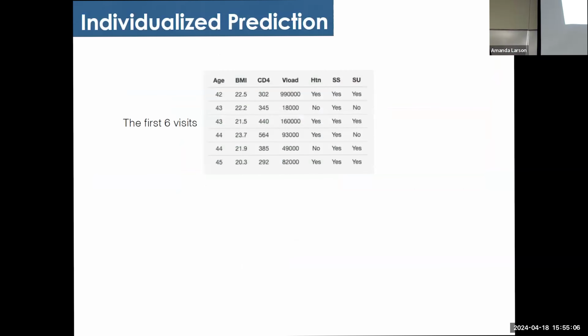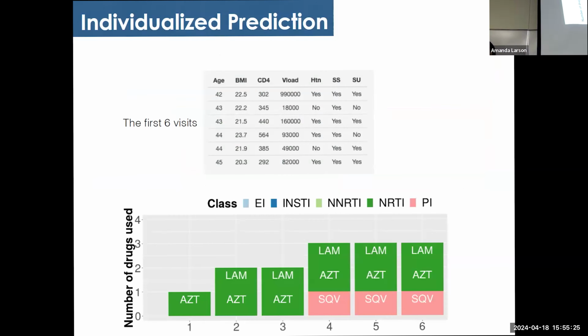So let me show you one result about this model. We have one patient, and this patient already had 6 visits. We have their information like age, BMI, CD4, viral loads, hypertension, substance use, and also their smoking status. And also we have the history of the treatment. And then if you apply our model, you can do this individualized prediction.